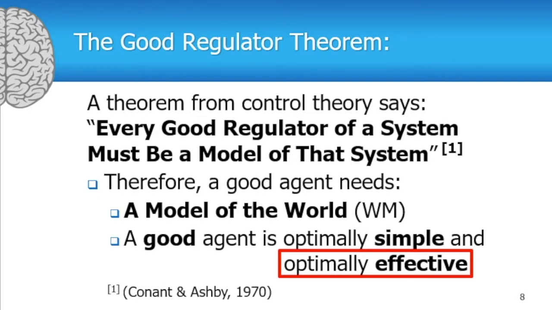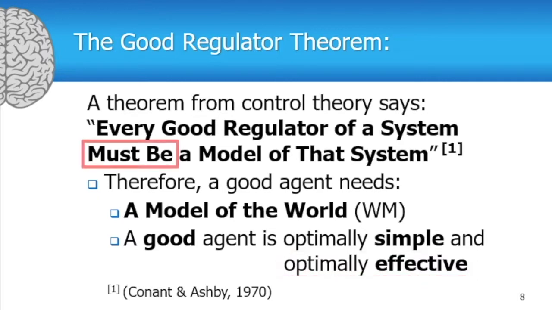The point is that better models of the world can allow an animal to be more effective. So the optimally effective animal must have a very good model of the world. So for now, let's just assume that humans are getting closer and closer to being optimally effective. Now notice that the theorem says the optimal agent is a model of the world. In other words, it is just a model of the world and nothing else.